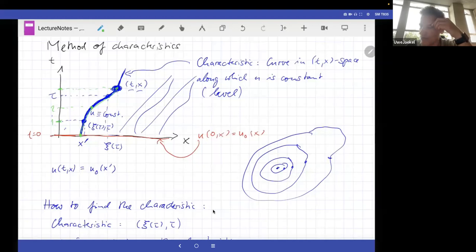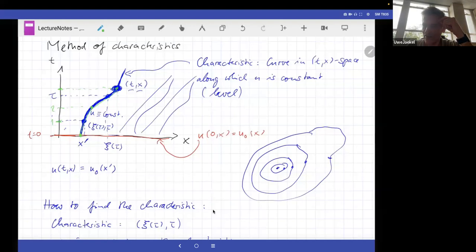Why between 0 and t? Because at tau equals 0, the characteristic intersects our boundary, where we have the boundary condition u0, or what we called f. I should have called it f. So it's a parameter.